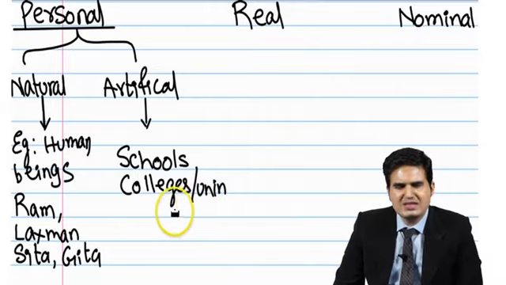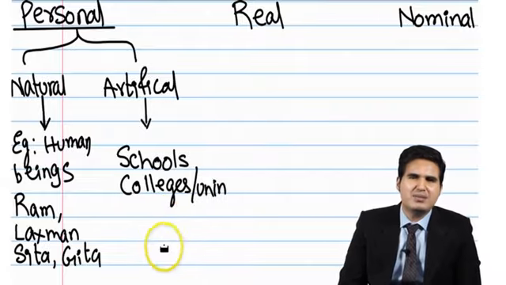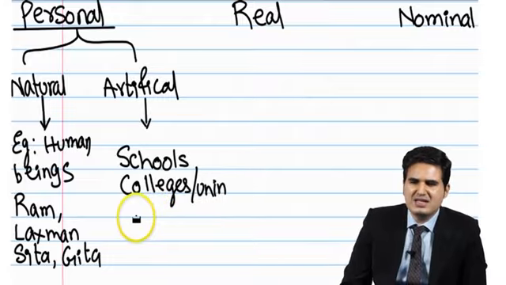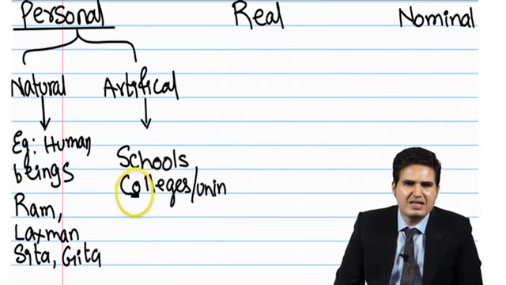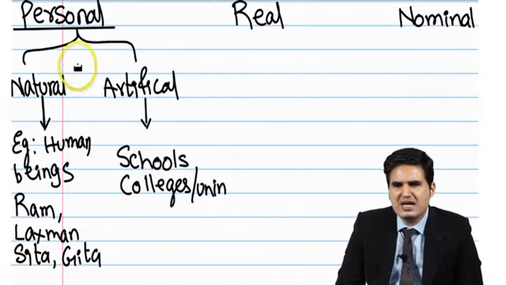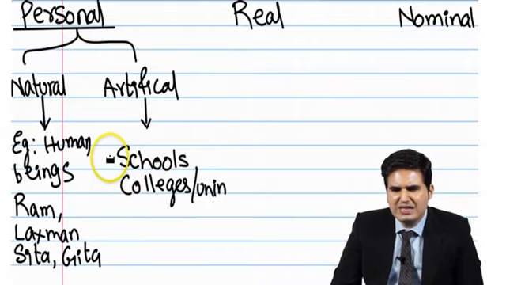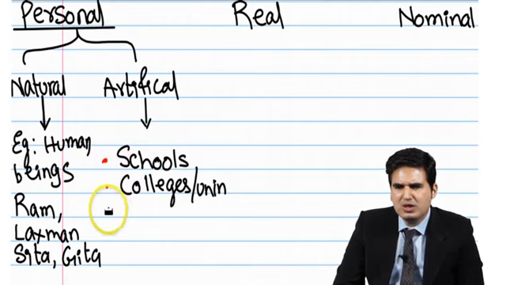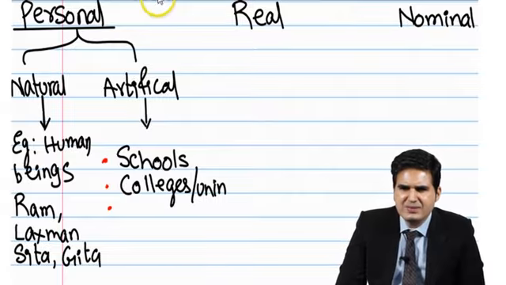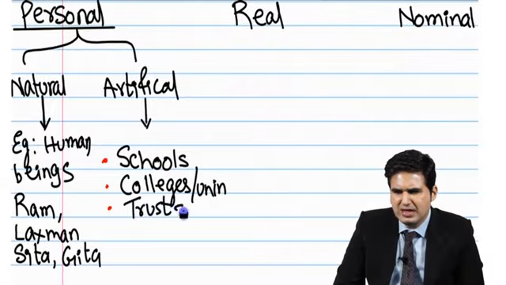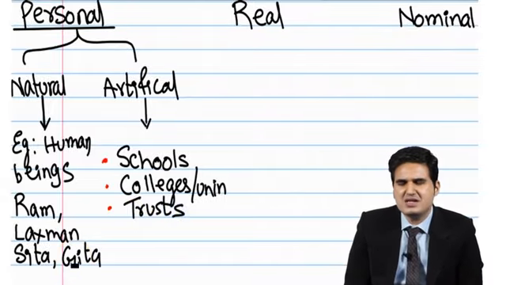So colleges and universities have their own identity, like Cambridge, Oxford, Mumbai University, and so on. Each and every university has its own separate identity, so they are included in personal accounts. Schools are included over here. I'll put a bullet mark so it becomes easy for you to recognize. Apart from schools and colleges, another example is trusts, which run the school, or the organization which runs the school.